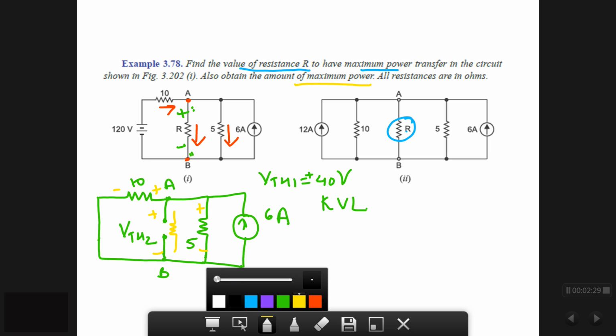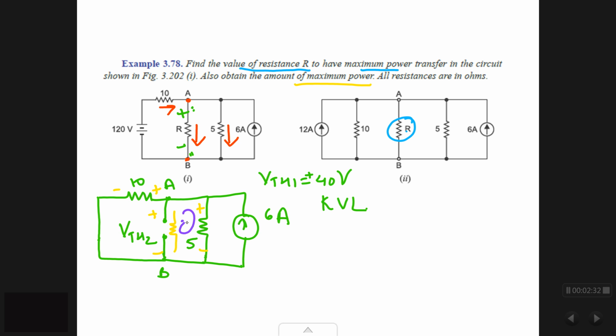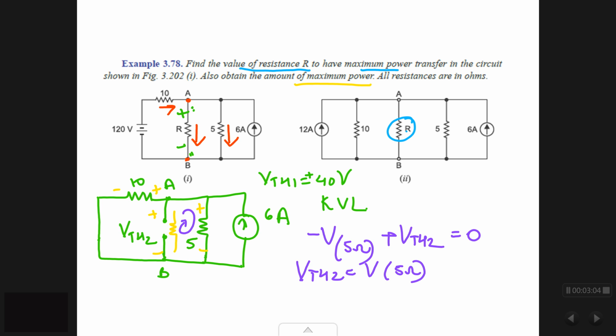Now take the innermost loop and write your KVL equation. So if I take my innermost loop, when I am traveling across 5 ohms, I will have a drop of minus 5, plus to minus is minus 5. When I rise up over here, it is plus VTH2, equated to 0. So what I ultimately want is VTH2 is equal to the voltage across 5 ohms.